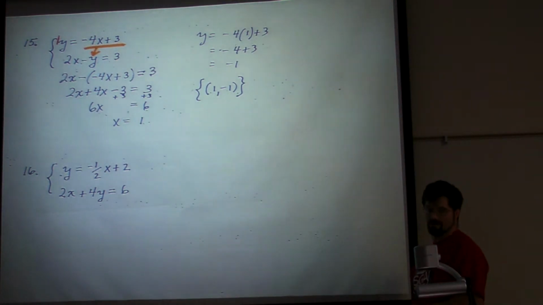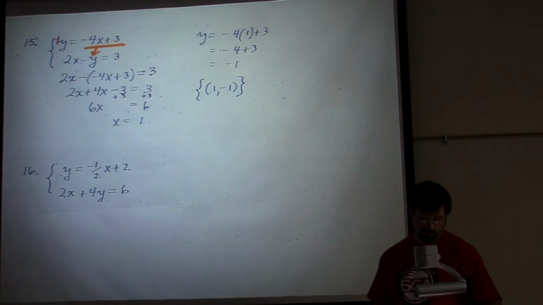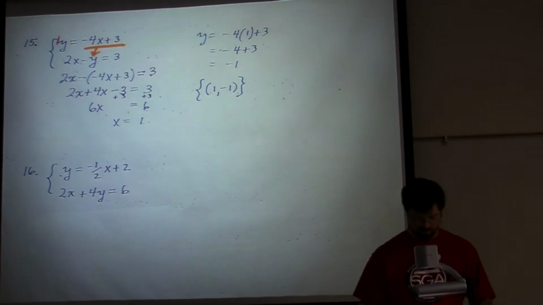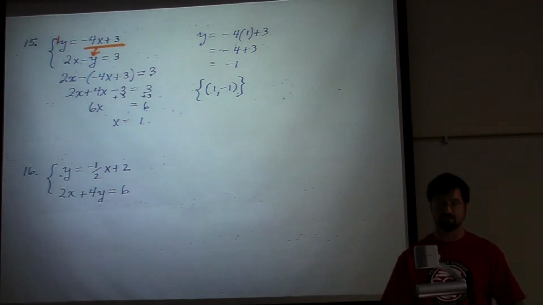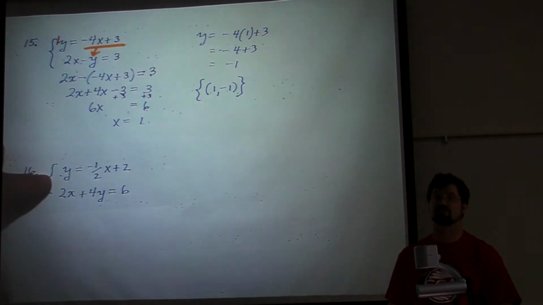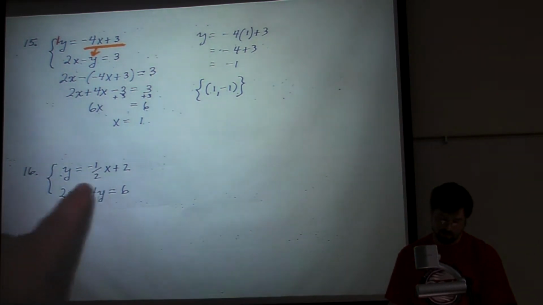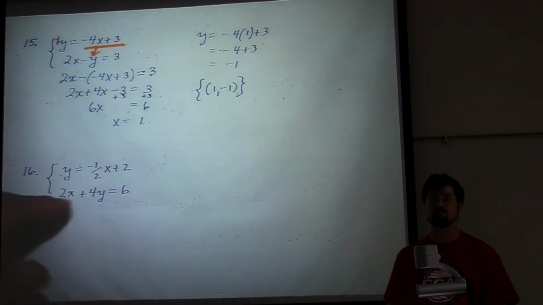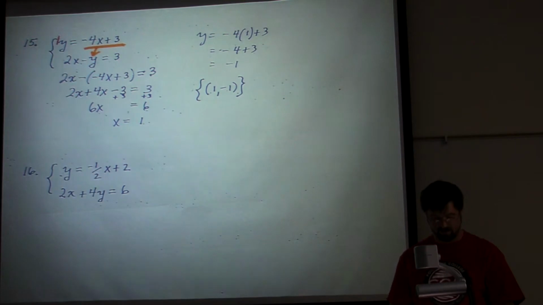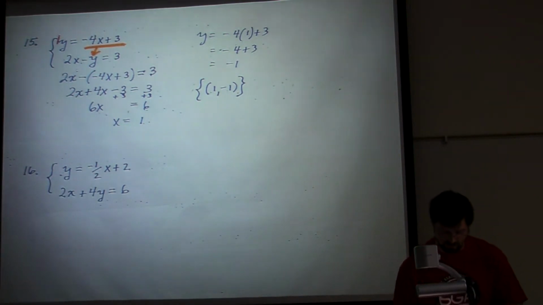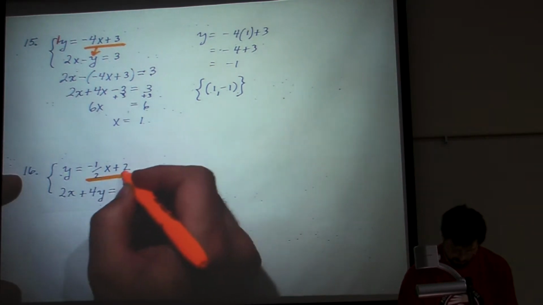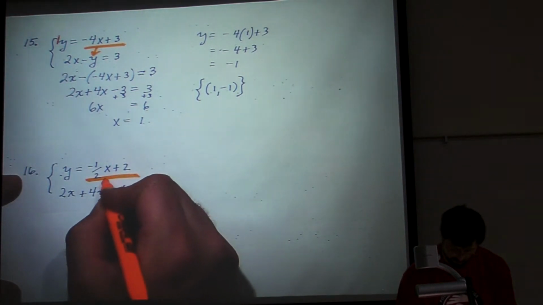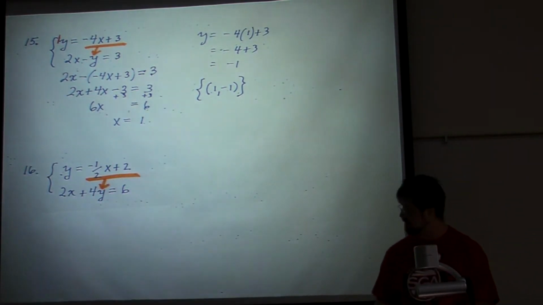The second one is also set up, I think, to substitute right away. But some of you might have gone through and said, oh, I hate fractions, and so you might have multiplied everything by 2 first. Then you could have moved the x to the other side and solved it by elimination. I'm not going to do that. I'm going to do substitution again here, and plug this quantity in for y in the second equation.